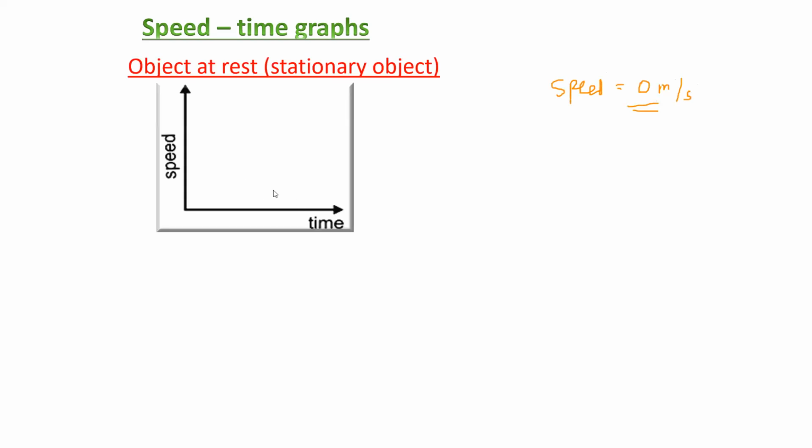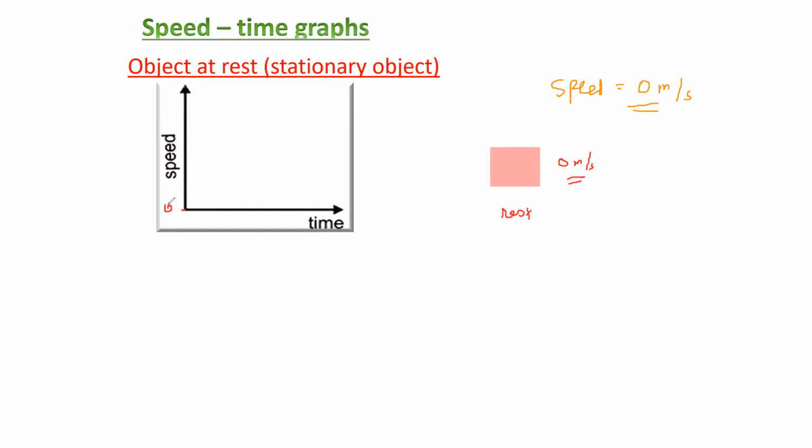So when we sketch a speed time graph for an object which is at rest or not moving, for example, this is an object and it is stationary or at rest. So if it is at rest, what is the speed? The speed will be 0 meter per second. It does not move.